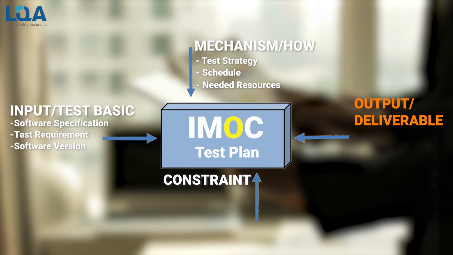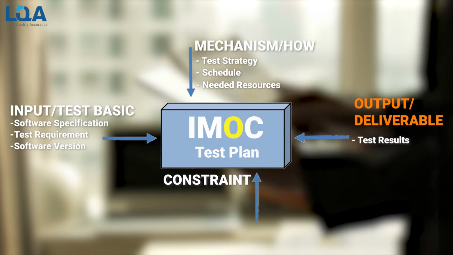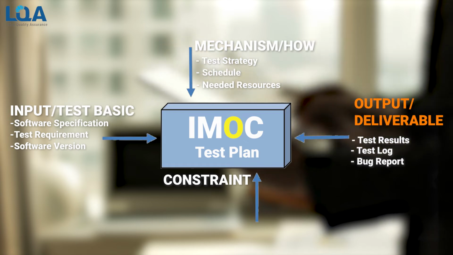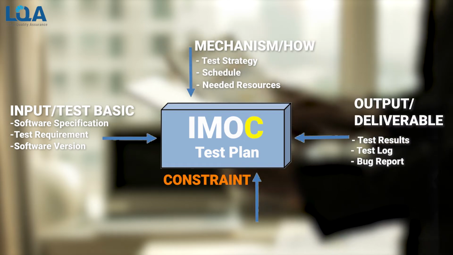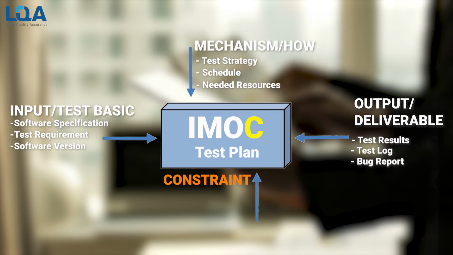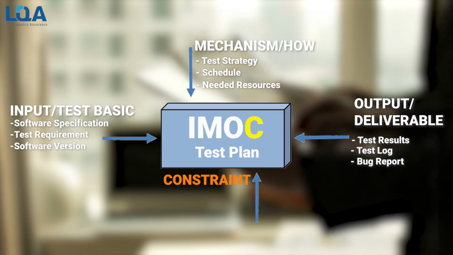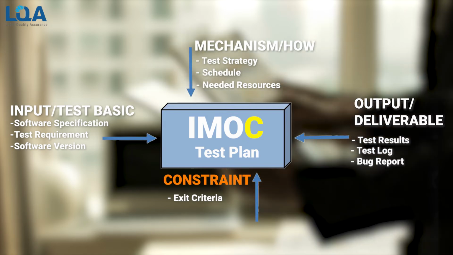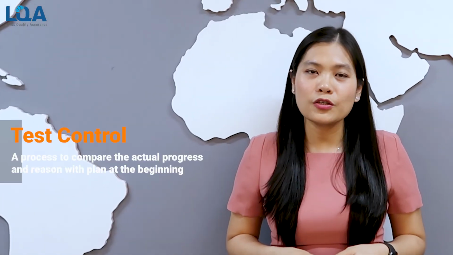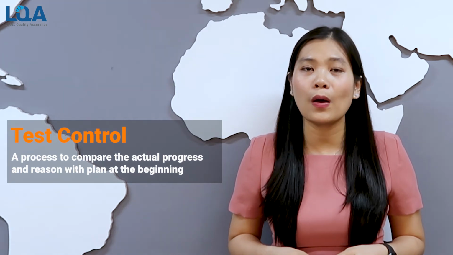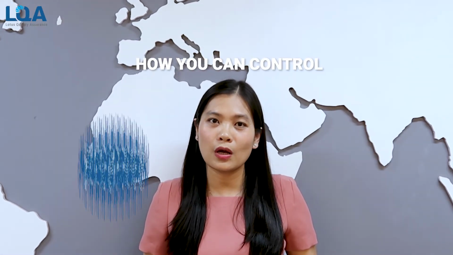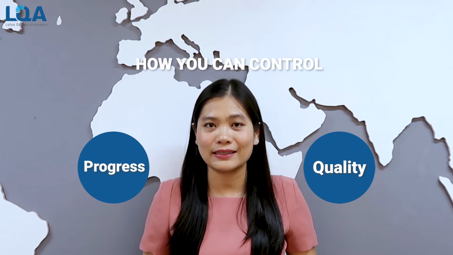The output is the test deliverable, for example, the test result, the test log, and the bug report. So I plan who I need to send the report to, and in which kind of format. And the last one is the test constraints. A very important test constraint is the exit criteria. So exit criteria is when I can stop testing. And test control is a process to compare the actual progress and actual result to the plan at the beginning. So you also need to plan how you can control the progress and how you can control the quality.